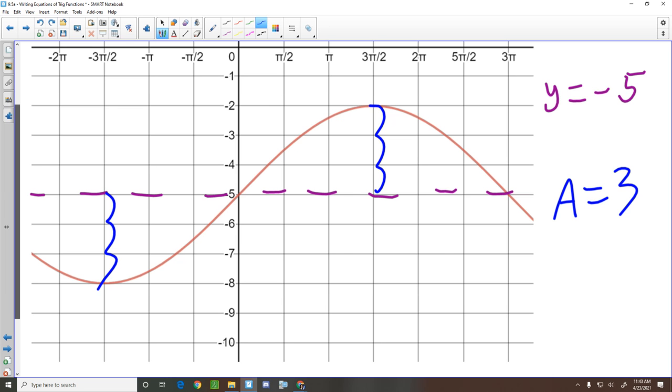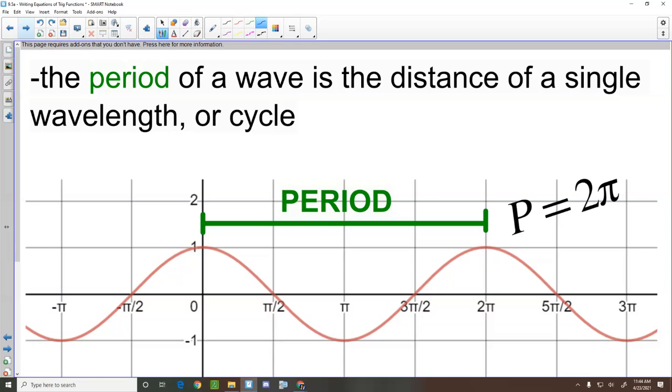All right, now for the third part. This one's a little bit different. So all waves have a property called the period. Basically, that's the part of the wave that repeats over and over and over again. And so when I refer to the period of the wave, it's what we call the wavelength, or the length of a single wave or a single cycle.